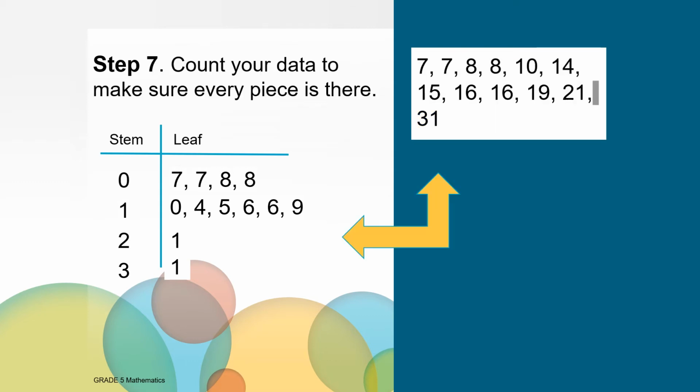I check to make sure that I count 12 pieces of data in both my stem and leaf plot and my set of data. 4 values plus 6 make 10 and then 2 more. Yes, I have 12 pieces of data in my leaves and in my original list of data.